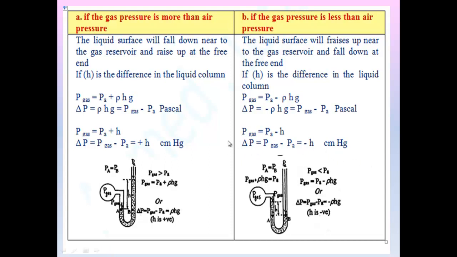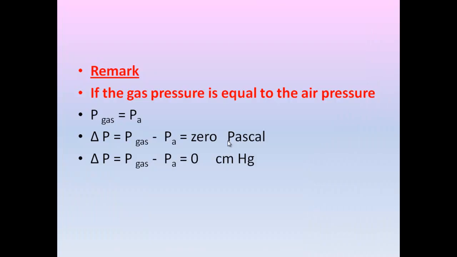So we have two cases. If the gas pressure is greater, it is going to be BA plus rho gh, or plus H in the case of mercury manometer. If the pressure of the gas is less than the air pressure, the pressure will be BA minus rho gh, or negative H, or BA minus H. Let's discuss the other case. If the gas pressure is equal to the air pressure, the pushing forces in the two columns are equal.